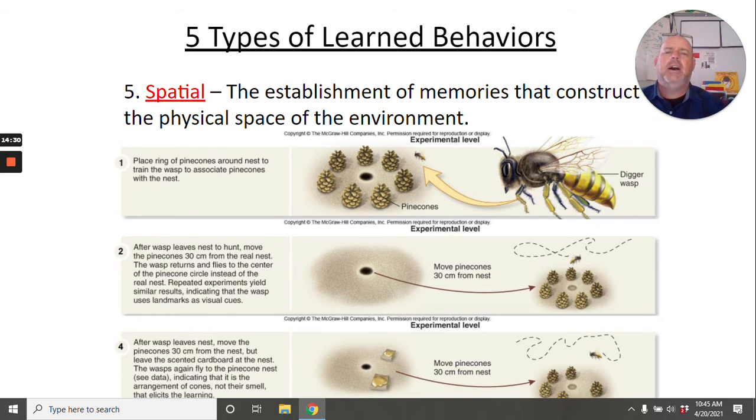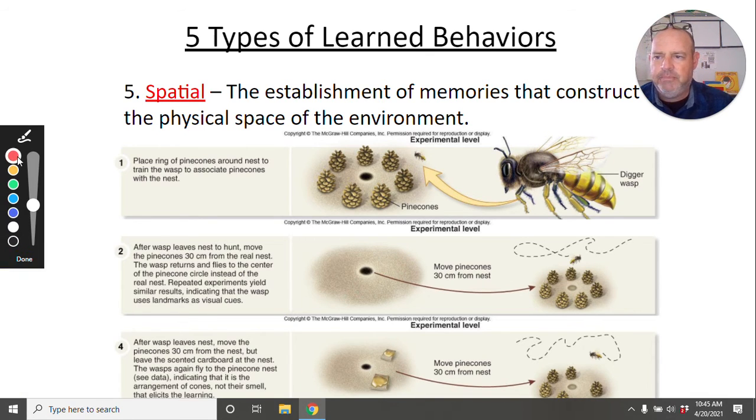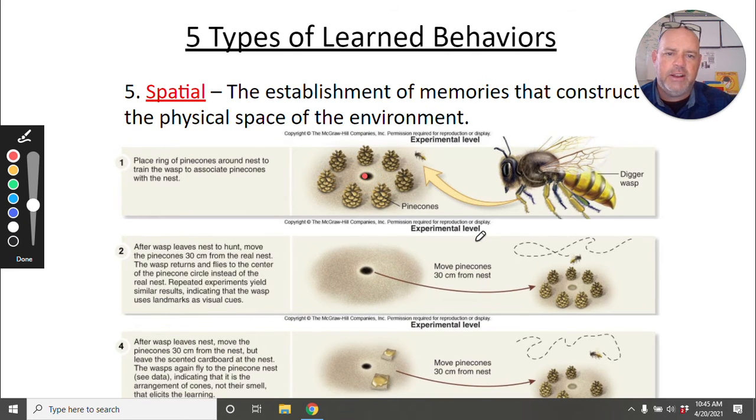Spatial, being able to learn from your physical environment. And so this experiment here, you're looking at the wasp, and in the top one up here, if we look at this one, here's the nest right here. The nest is right here in the middle, and scientists place these pine cones around the nest. And so the wasp is looking here, and they're able to go in and find their nest.